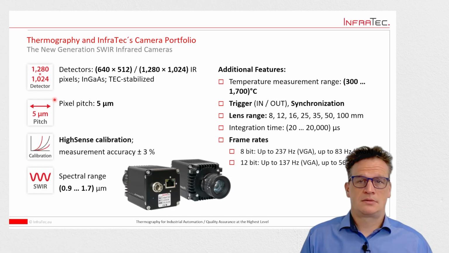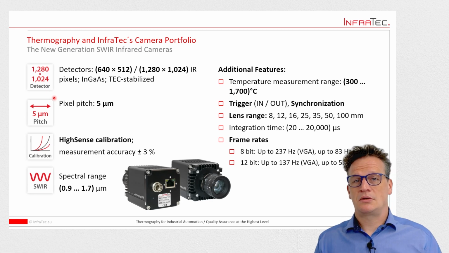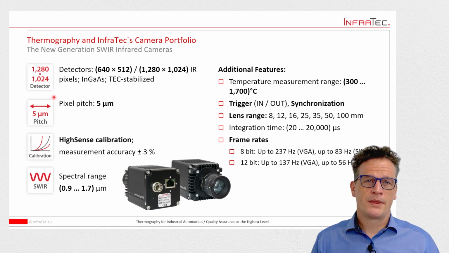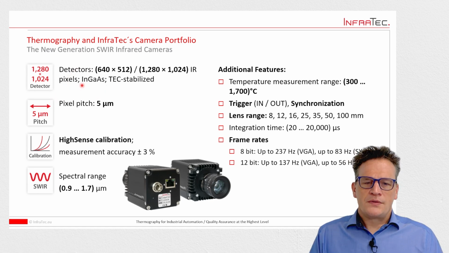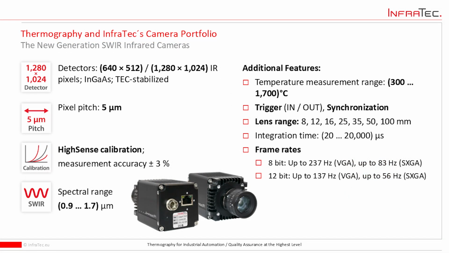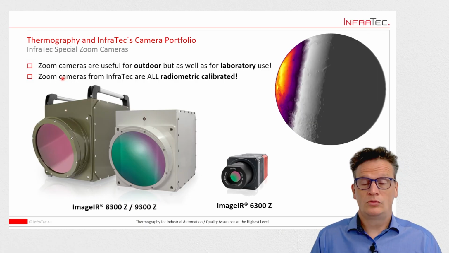A fascinating topic in the shortwave infrared range is the Image IR 8000 or 9100 series. It offers different sizes of detectors and different frame rates. If a shortwave infrared camera is needed for your measuring task, this camera, with extreme short integration time, is an ideal solution. Lastly, an often underestimated camera type: zoom infrared cameras.